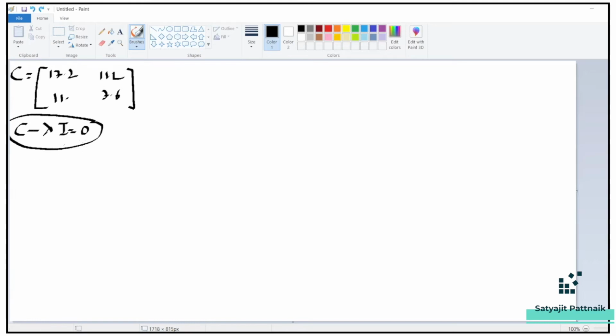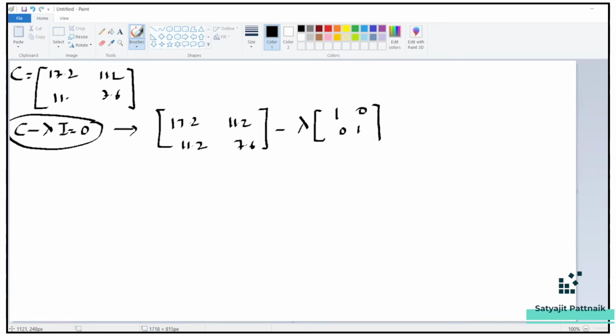Okay. So C minus lambda equals 0. Let me write it down here. That means [17.2, 11.2; 11.2, 7.6] minus lambda of [1, 0; 0, 1] equals 0. I'll go step by step very slowly so that you have an idea what exactly we are doing. So lambda into 1 equals lambda, lambda into 0 equals 0, lambda into 0 equals 0, lambda into 1 equals lambda, right?